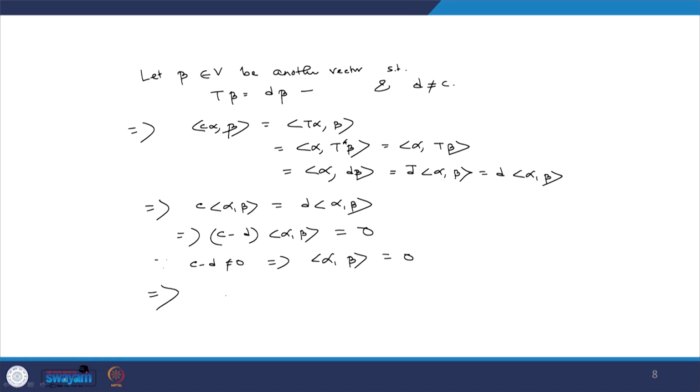This shows that alpha is orthogonal to beta. So, eigenvectors associated to different eigenvalues are orthogonal to each other. We will continue more about it in our next class.